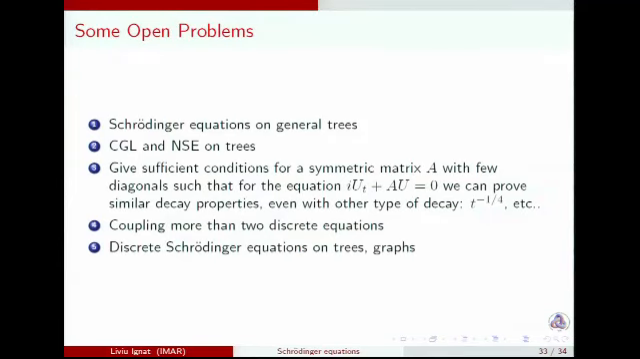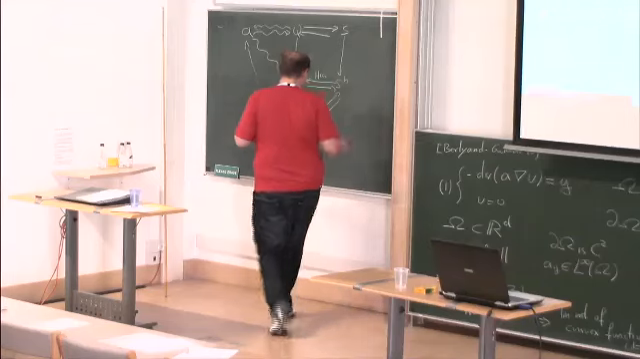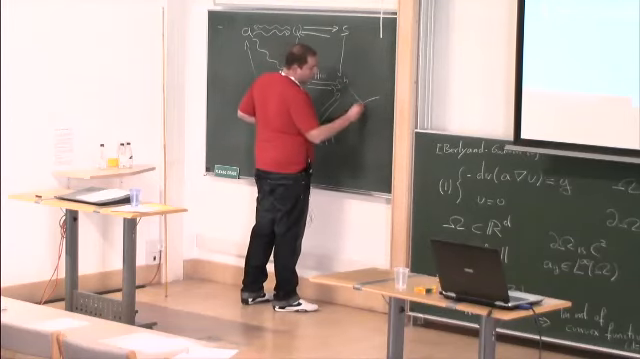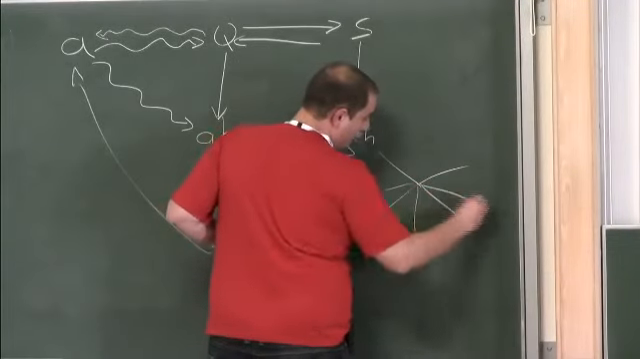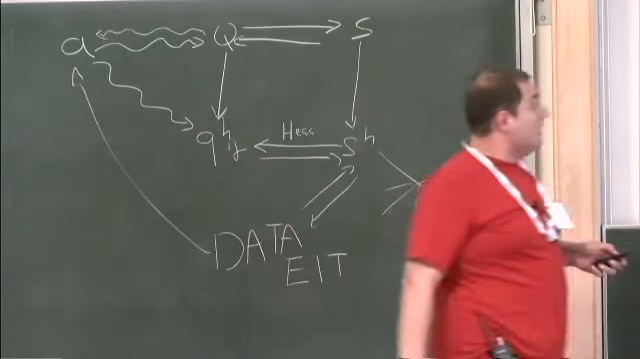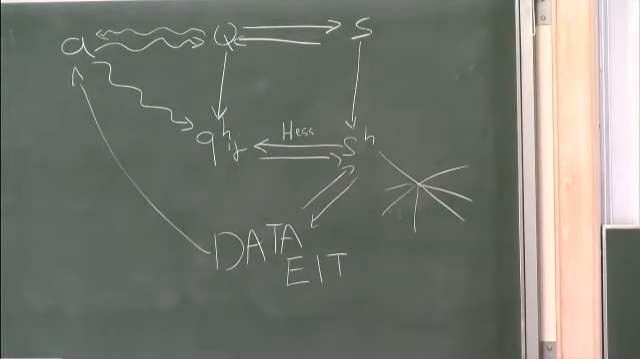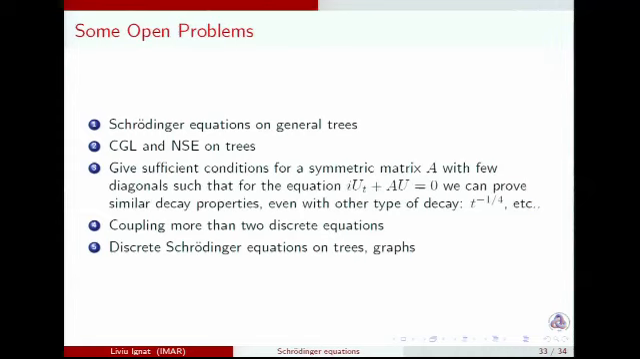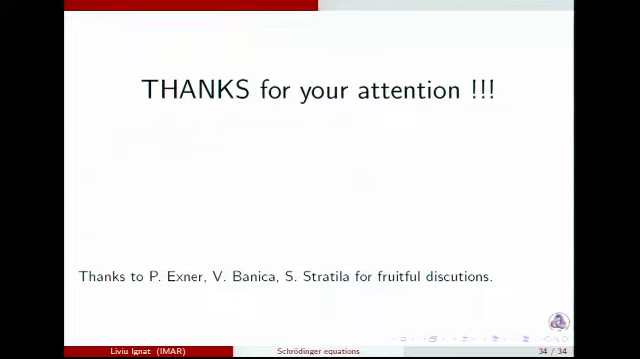Now, to couple more than 2 discrete equations, because coupling only 2 allows you to treat discrete equations on trees, but only on a star-shaped tree. And of course, to analyze more discrete equations on trees and graphs, but this is a far subject. So thank you for your attention.